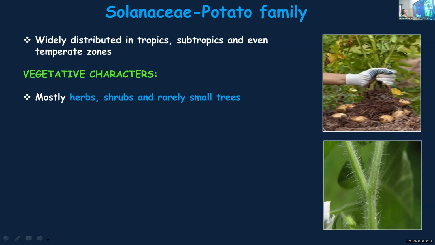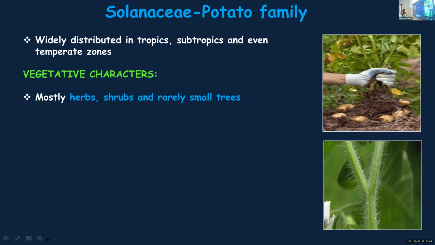Now coming to the vegetative characters. I already told you about the semi-technical description of a flowering plant. So we are going to start with the different vegetative and floral characters, and then we will learn about the floral formulae and floral diagram of this particular family. Vegetative characters, as I told you, are the characters of roots, stems, leaves, etc.